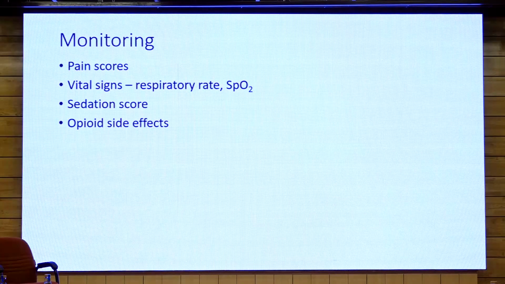So with an IV PCA, what do you monitor? Definitely the pain scores and vital signs, mainly the respiratory rate. If the respiratory rate is less than 8, you would be concerned. Sedation scores: in our institute, our nurses use the AVPU, but there are other institutes where the Ramsay sedation score is used. And you look for opioid side effects, such as nausea, vomiting, and pruritus.